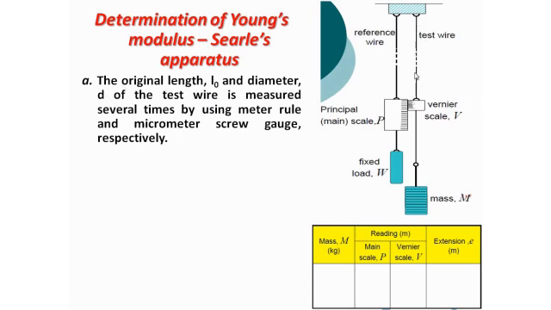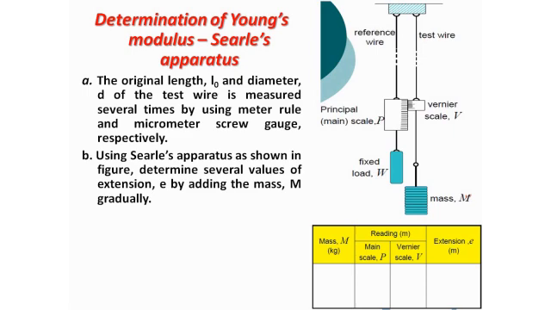The original length L naught and the diameter d of the test wire are measured several times, by using a meter rule and a micrometer screw gauge respectively. I repeat, the original length and diameter of this wire are measured many times by using a meter rule and a micrometer screw gauge respectively, right?